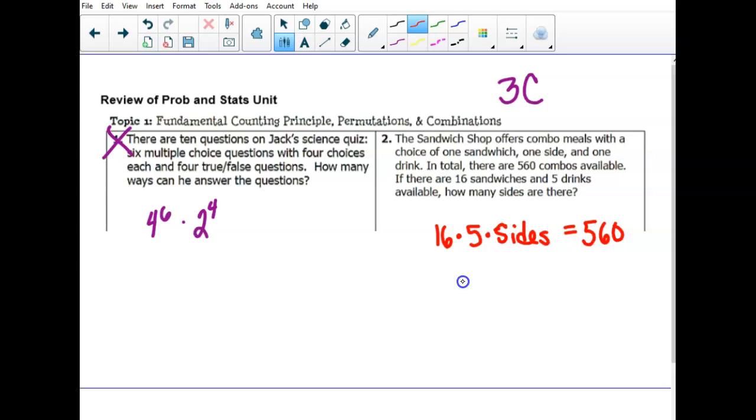16 times 5 is 80, I think. So times some unknown is 560. If we divide, don't we get 7? Okay, so it's just working backwards. The one on the quiz is not working backwards. I would tell you there's 11 sides to pick from. So how many possible combinations are there? You just multiply. It's called the counting principle.